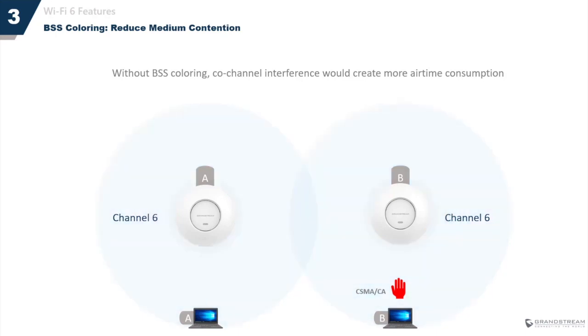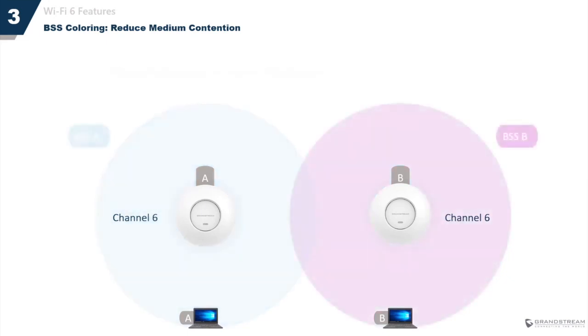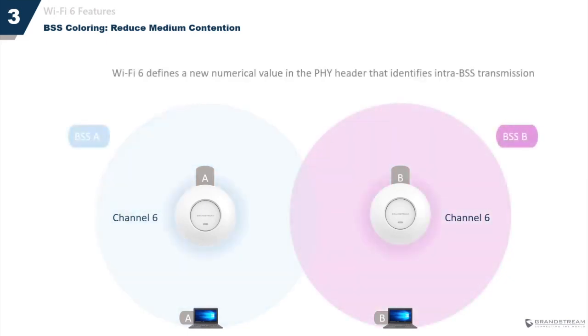This happens because the wireless standards prior to Wi-Fi 6 did not include any identifier of the BSS in the data transmission. And this brings us to BSS Coloring that was introduced in Wi-Fi 6. It basically defines a new value in the PHY header that defines intra-BSS transmission to allow the access point and wireless devices to determine frames belonging to a different BSS.